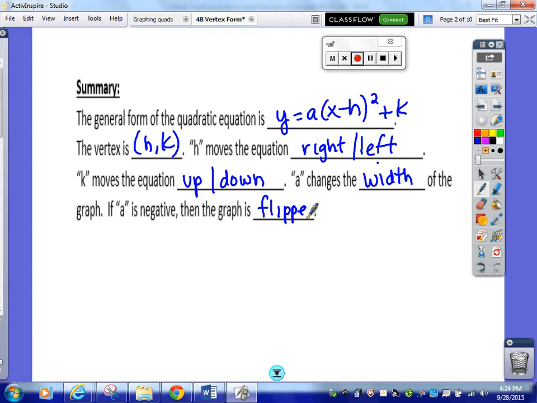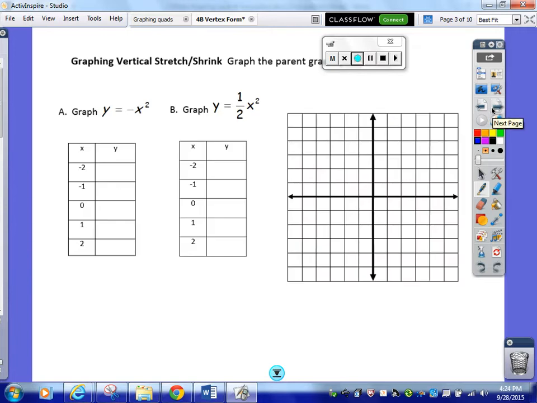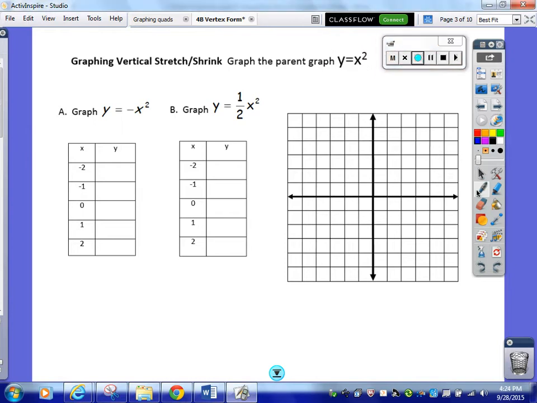You should recognize all of this. It's very similar to what we did when we talked about absolute values. Now we're talking about a quadratic or parabola. So A, H, and K do the same thing to a parabola as they did to the absolute value graph. So let's look at an example. Probably the hardest thing on graphing these is that vertical stretch.